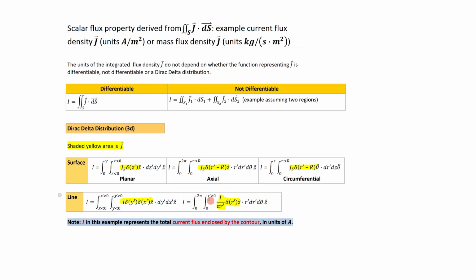Notice again that all we need is for r to be slightly larger than 0, and you basically capture everything you need regarding the Dirac delta function. So again, I in this example represents the total current flux enclosed by the contour in units of amps. And we use a closed contour because all these problems are going to be derived from an application of Stokes' theorem.